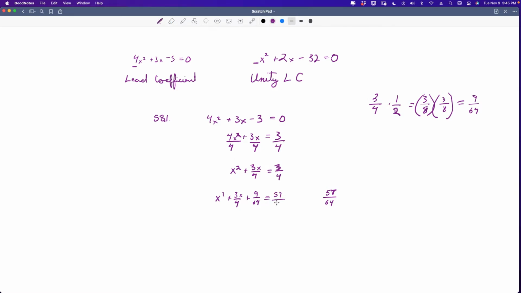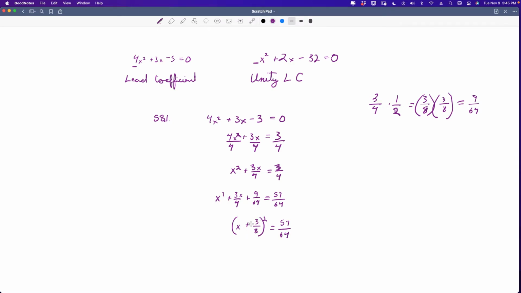57 over 64. I can get rid of this. There we go. Now that we've got that in there, we can complete this square. And we already know what this is going to be. It's going to be 3/8 times 3/8, right? So we are going to say x plus 3/8 squared equals 57 over 64.